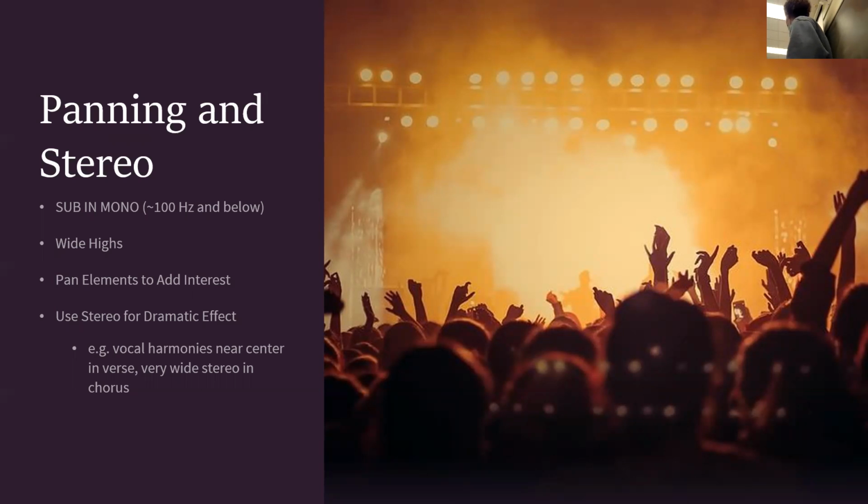So one thing you can do is panning elements of your mix in order to add some kind of interest. And sometimes this can sound weird in headphones because they're right up against our ear, but it's one of the great things about music that it's played in stereo, where a speaker's over here and one's over there, and it creates a much more 3D soundscape.